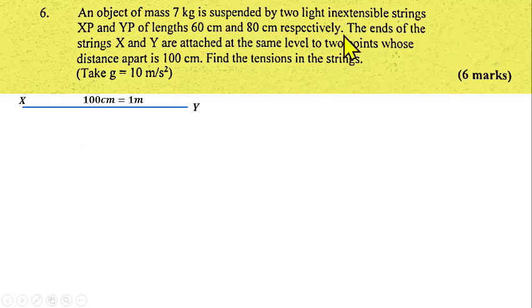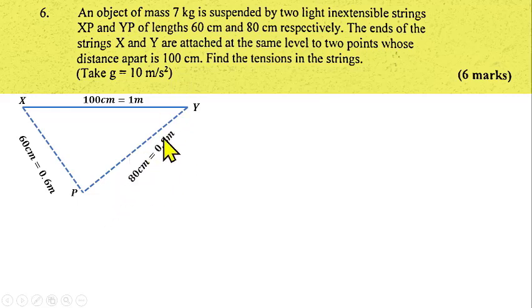So then let's continue the diagram. This plane is where the 2 inextensible strings are attached. The first string is SP, and the length of the string is 60 centimeters, so that will give us 0.6 meters. Then the second string is Y to P, and that is 80 centimeters, 0.8 meters as well. There's a mass suspended by the 2 light inextensible strings, attached to this point P here, and that could also be changed to weight.